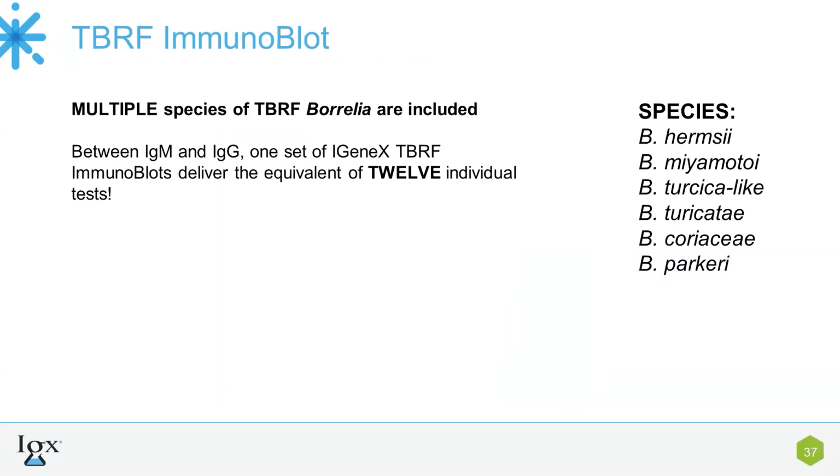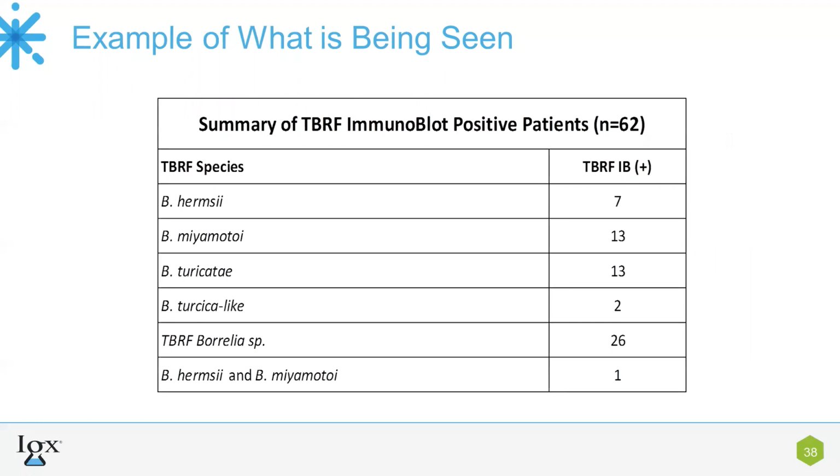So what they offer here is a set of 6. That's the latest iteration of it. And because it's IgM and IgG, those 6 species relate to actually 12 different individual tests that come with one Immunoblot for TBRF. So you're really getting a broad coverage of what's out there. And this is an example of what's being seen. It took people who were positive on the Immunoblot, 62 of them: 7 are Hermsii, 13 miyamotoi, 13 hermsii-like, 2 Turcica-like, and we say Turcica-like because it's not exactly well worked out the genetics of this, but it looks like Turcica. Very bottom, Hermsii and miyamotoi together.